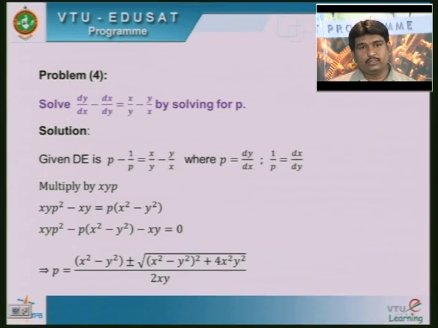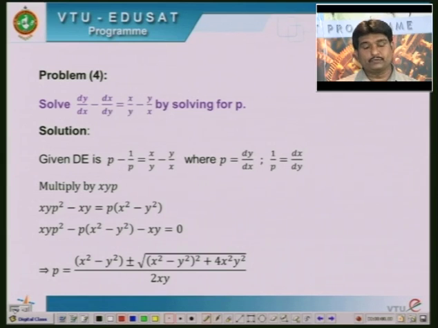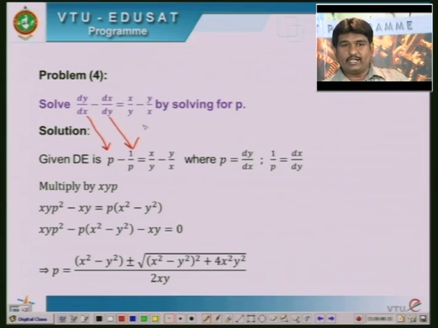Problem number 4. Solve dy by dx minus dx by dy equals to x by y minus y by x by solving for p. You write dy by dx as p, so that dx by dy becomes 1 by p, its reciprocal, and that is equals to x by y minus y by x. P is dy by dx and 1 by p is dx by dy. There are two techniques of solving this.